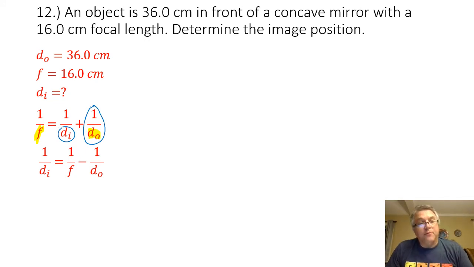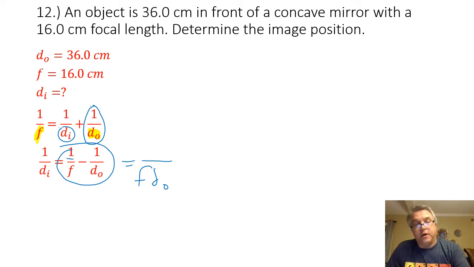So when I do that, we isolated the image distance all by itself. Now I want to reduce this down to one fraction. I want the lowest common denominator, so that's going to be f times d sub o. I have f here, so I want to multiply my numerator here by d sub o, and I'm going to have d sub o. Then we have a minus sign there. And for this part of the fraction, I'm going to multiply by f, and I'm going to have d sub o minus f.